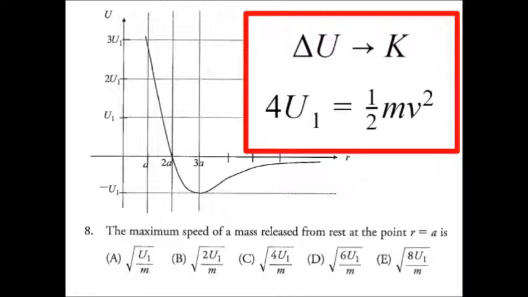And a lot of people gave an answer of D. The correct answer is E. If you work out the math there, the velocity goes to square root of 8 U1 over M. A lot of people answered D. Looks like they were using 3 U1 instead of 4 U1.